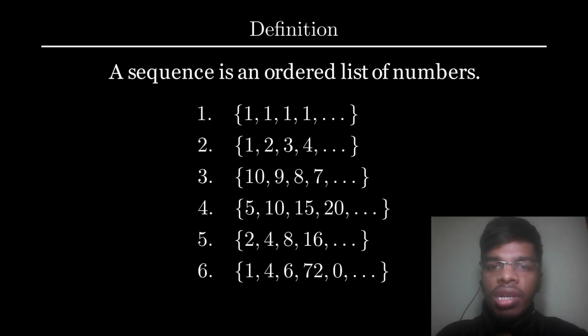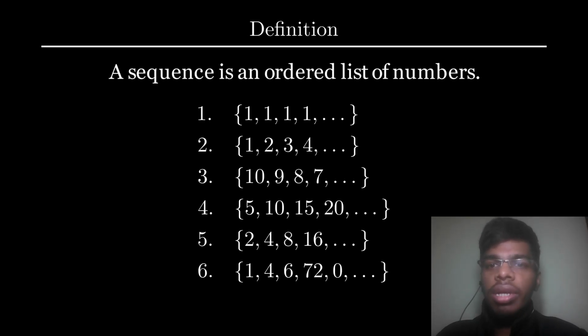Or we could start with a number and keep multiplying it by a particular number, like start with 2 and keep multiplying it by 2, so the sequence will be 2, 4, 8, 16. Or it could be a sequence of just random numbers like 1, 4, 6, 7, 2, 0, 198, 64, anything. The first four examples are arithmetic progressions, whereas the fifth example is a geometric progression, and the last is just a random list.